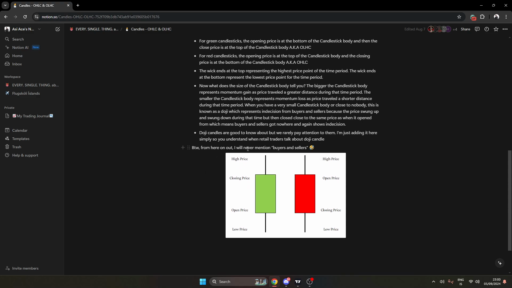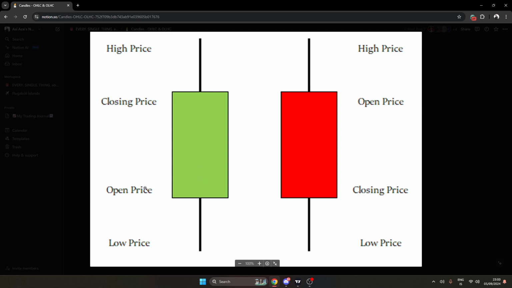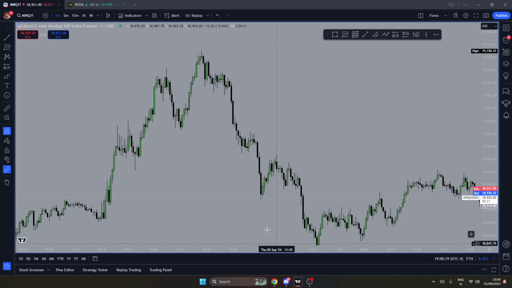By the way, from here on out, I will never mention buyers and sellers, because this is what retail traders talk about. Now, if we look at this image, let me make this bigger. Right here. So this is the opening price down here of the green candle's body. It went all the way down here, went all the way up here, and then finally closed here.